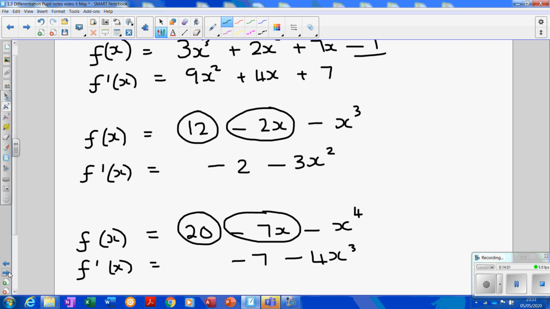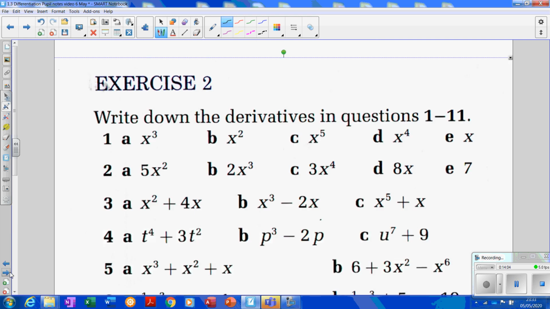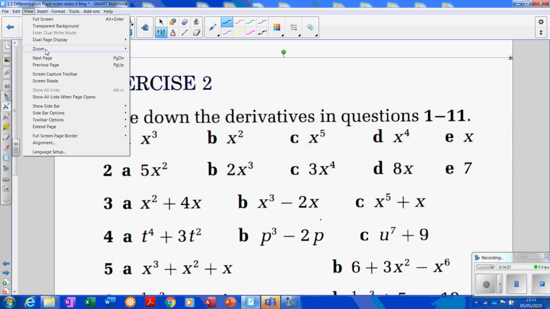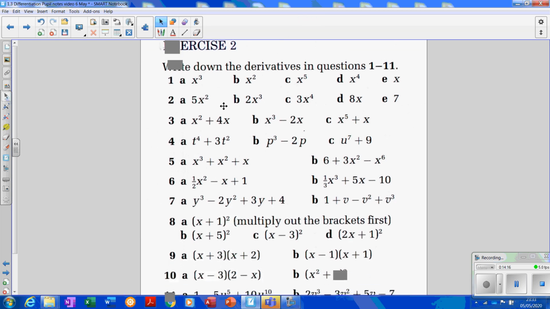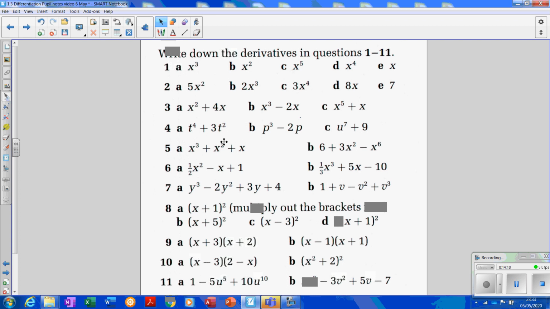Right, what I want you to do is this exercise here, and I'm going to enlarge it a wee bit so you can see the full thing. Okay, that's up to question 11 it should be. So we've just managed to squeeze that in there. Right, so I want you to write down the derivative of each of those things. Okay, so exactly what I've done. Right, so go through all of them.